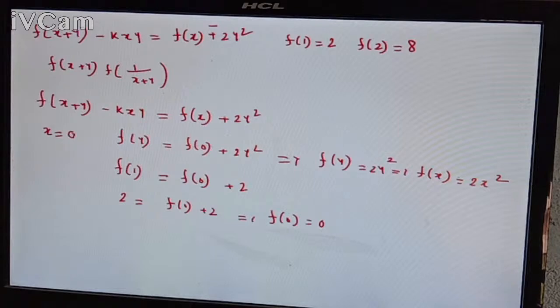Now, I think the rest of the question you can do quite easily. Okay. Next problem.